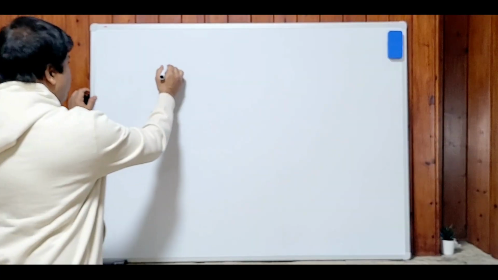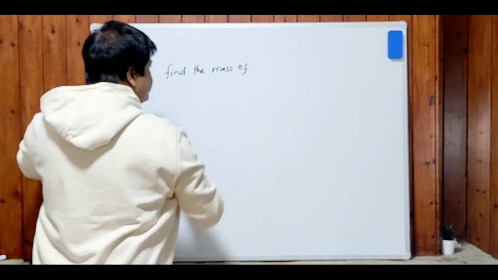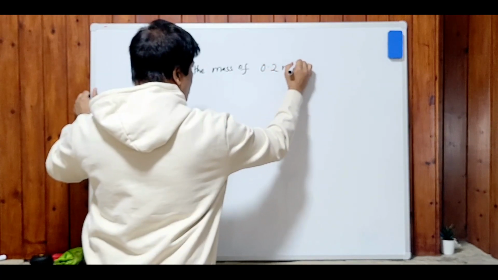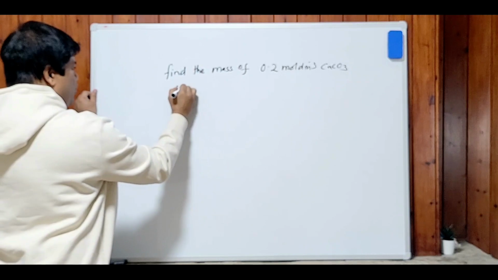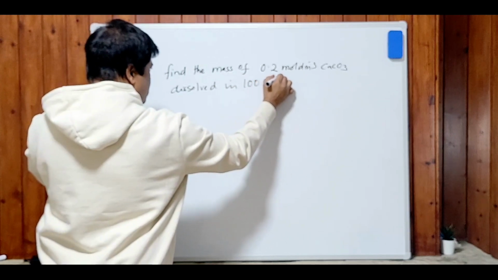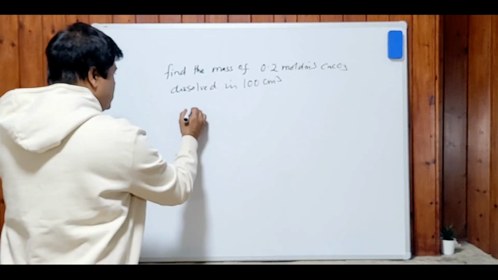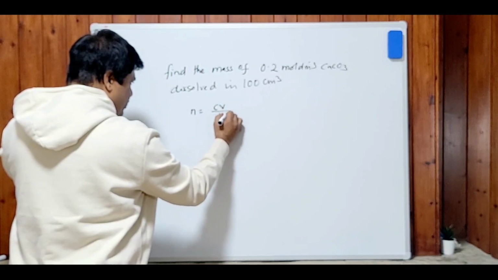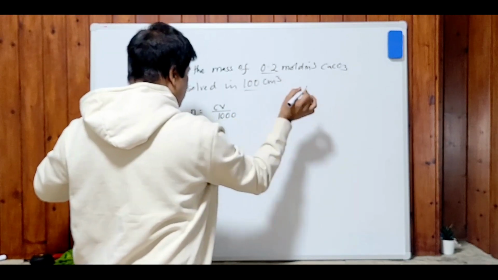Find the mass of 0.2 mol dm-3 calcium carbonate dissolved in 100 cm3. You want to try it? Okay. n equals C times V over 1000 to work out the mole, because I have concentration and volume.